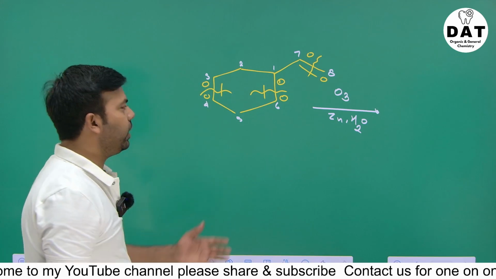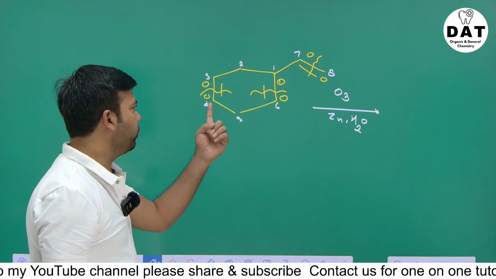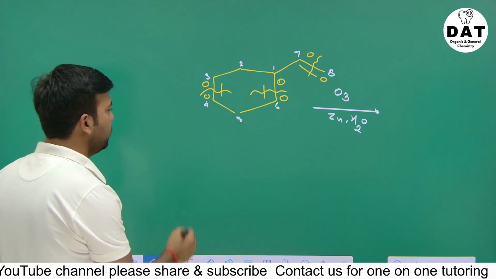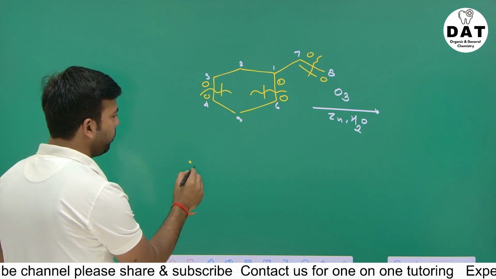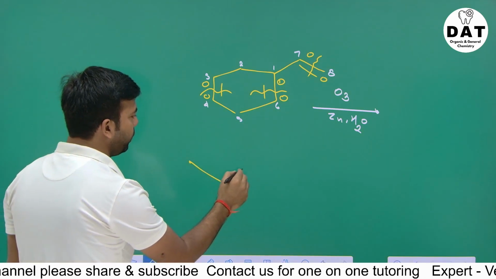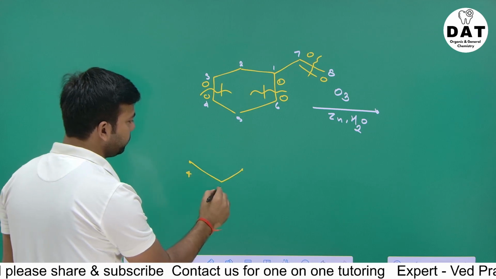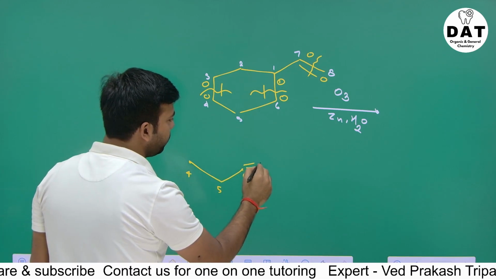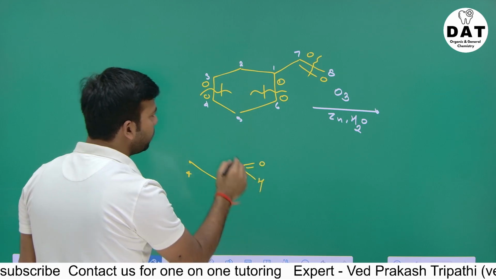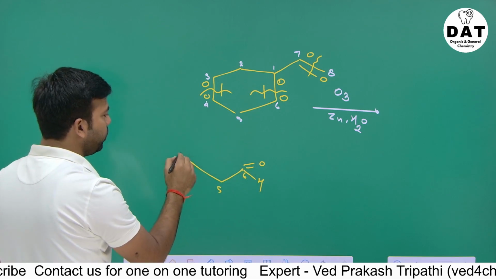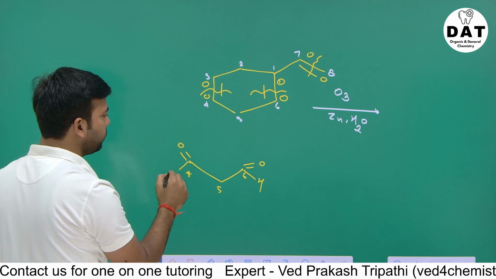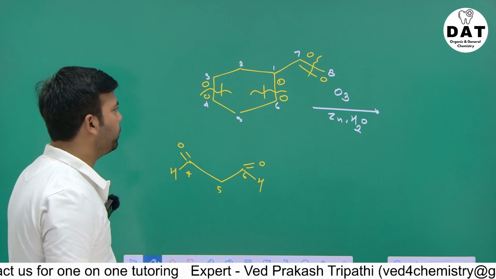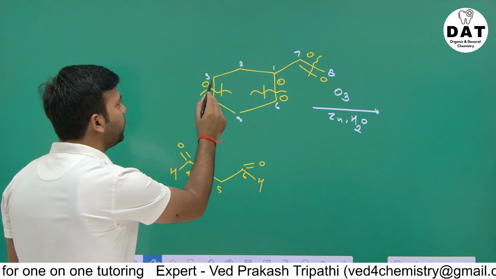So now look at any of the parts. Suppose we are going to check 4, 5 and 6 connectivity. So this is 4, 4 bonded to 5, 5 bonded to 6. 6 has double bond O and there is a hydrogen. This side also has double bond O and a hydrogen. So this is the 4, 5, 6 component. Now look at the 3, 2, 1.